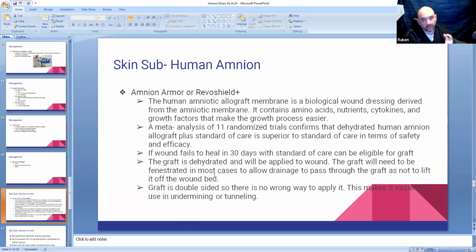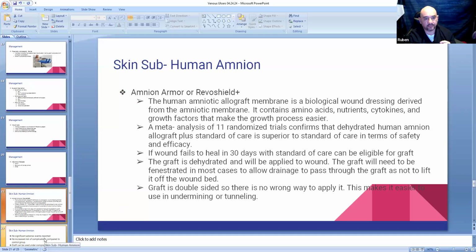But the cool thing is it's real easy to apply. It's already dehydrated. You just apply it to the wound dry, and you can moisten it on the wound bed. The only thing different with these venous ulcers is they can be very wet. So you want to most likely fenestrate it so that the drainage can pass through the graft. And the nice thing is the graft's double-sided, so there's no wrong way to apply it.